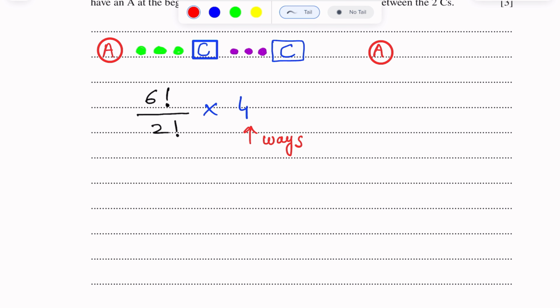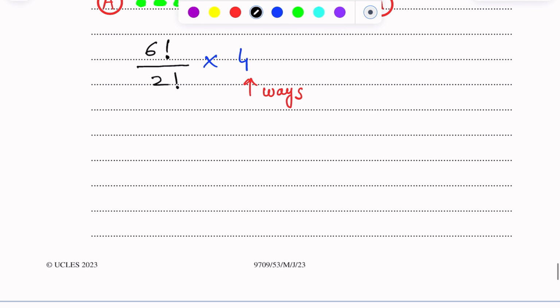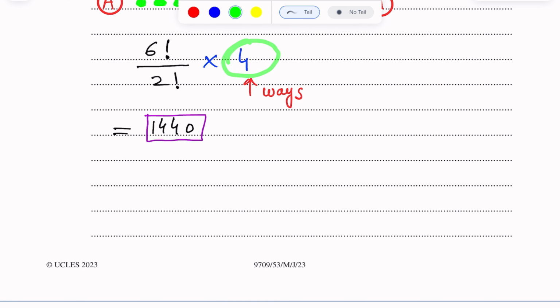So the answer is, I will explain why we have taken this 4. First we find the answer. The answer will be 1440. This is the answer. But now I will explain why we have taken this 4.